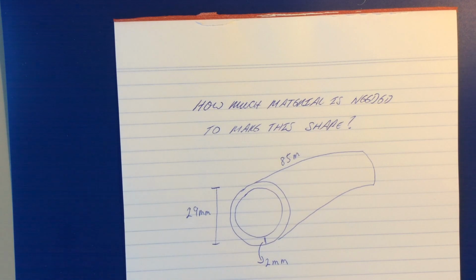Now, we're being asked how much material is needed to make this shape. It appears to be some sort of hose pipe, so it's hollow in the middle. It's 85 meters long, 29 millimeters in diameter, and 2 millimeters thick.